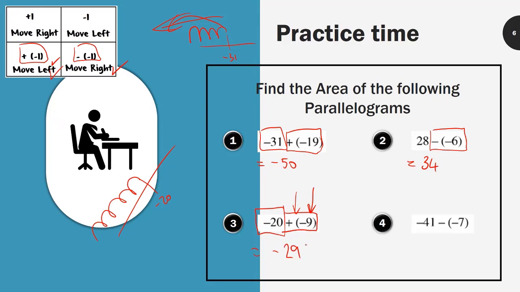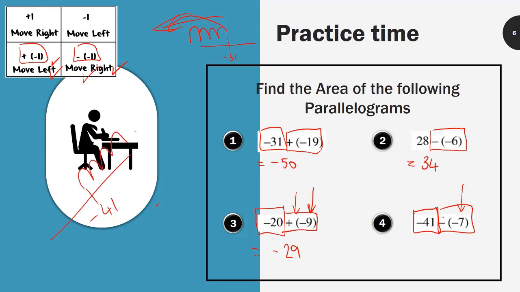Okay, negative 29. Now, the next one here, I'm starting at negative 41. Okay, negative 41 on the number line. Okay, and I'm taking away a negative, which means I need to move right. Okay, I need to move right by 7 positions. All right, so when I move 7 positions that way, I'm getting closer to 0. I'm going to end up at negative 34. Okay, so they are our answers for that one.